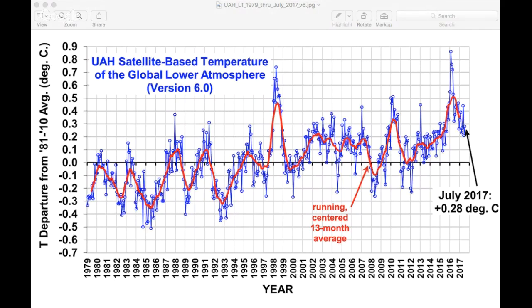In January of 2016, we were at 0.88. That was February. Anyway, so February, we were at 0.88. Now we're at 0.28. That is 0.6 degrees Celsius. That's more than a degree Fahrenheit that the planet has dropped in just a year and a half. So you tell me, when was the last time the Earth dropped a degree in less than 18 months?